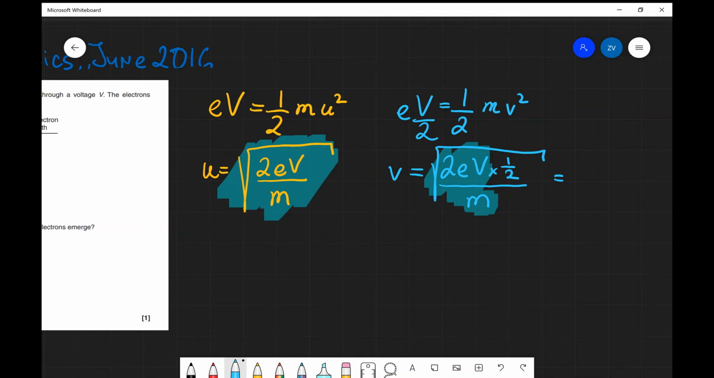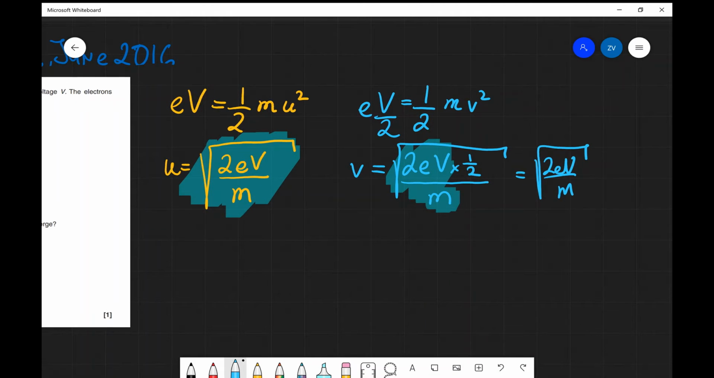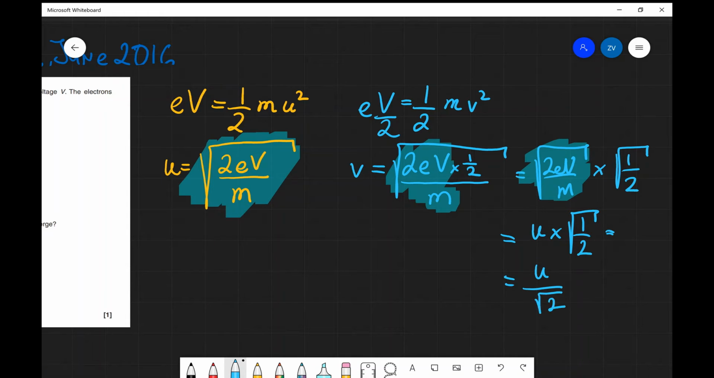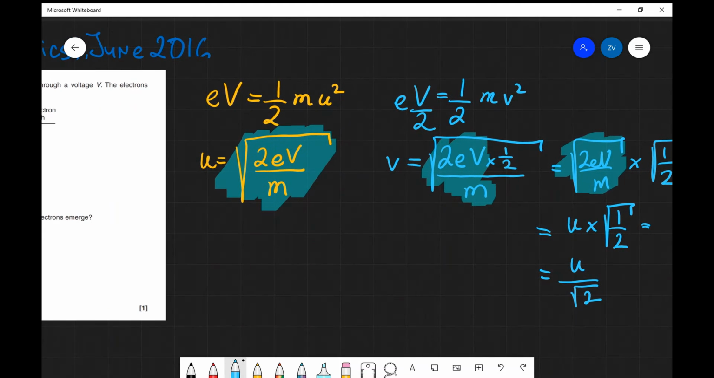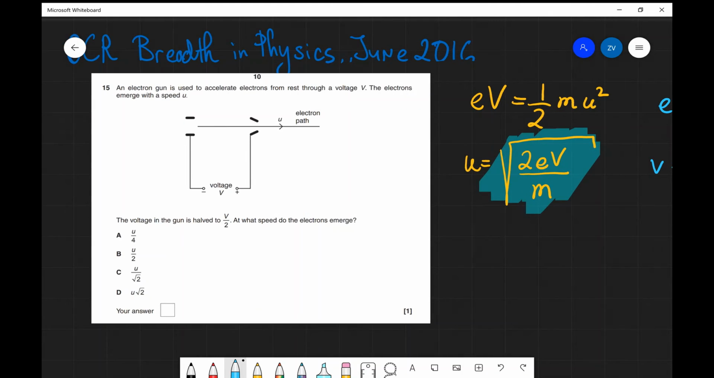So what I can do is just use the properties of square roots. So I can just say that this is equal to the square root of 2eV over m times the square root of 1 over 2. And rather than 2eV over m, what I'm going to do is write u. So this is going to equal u times the square root of 1/2. The square root of 1 is just 1, so this is just equal to u over the square root of 2. So in this case, the correct answer is C.